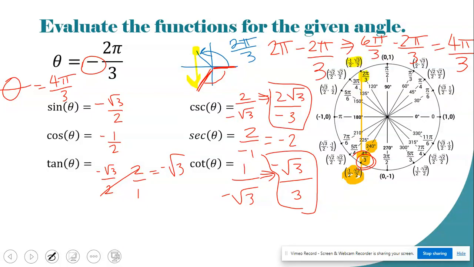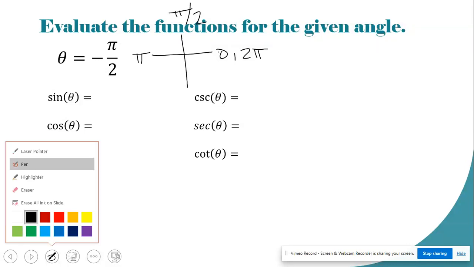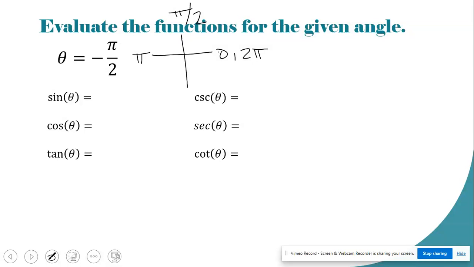Let's try another negative angle, negative pi over 2. So if we think about our unit circle, we know that this is 0 and 2 pi. This guy right here is pi. This is regular pi over 2. And so in the positive direction, it's that way. However, the negative direction, negative pi over 2, lands us at 3 pi over 2.